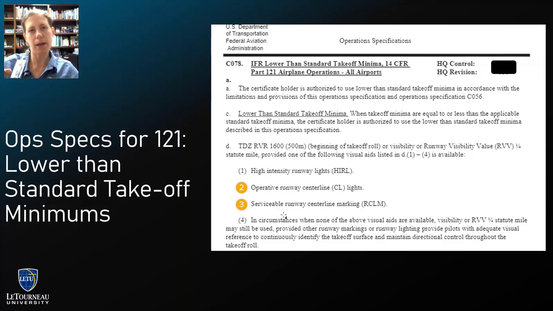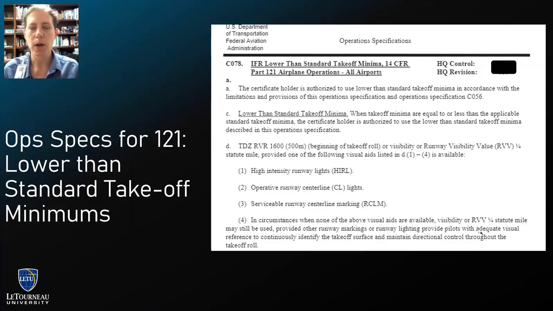Now, the airport where I fly out of is East Texas Regional Airport. We don't have centerline lighting, but we do have runway centerline markings. So I don't have centerline lights, but if you look at D, it says one of the following things has to be available. And in number 4 down here, the last point, it says if you don't have HIRL, centerline lights or centerline markings, you can still depart with a 1/4 mile visibility as long as the pilot has something called adequate visual reference to continuously identify the takeoff surface and keep the airplane going straight through the whole takeoff roll. Okay, so that is lower than standard takeoff minimums.